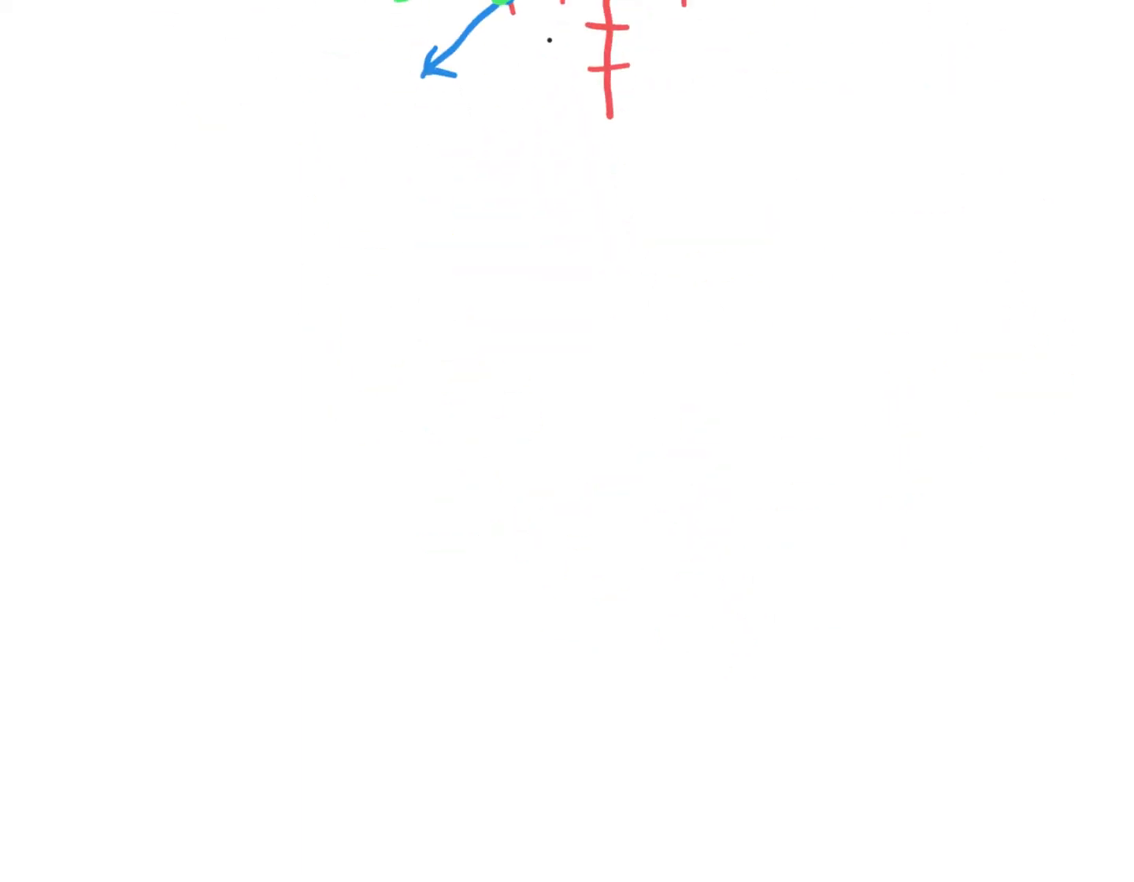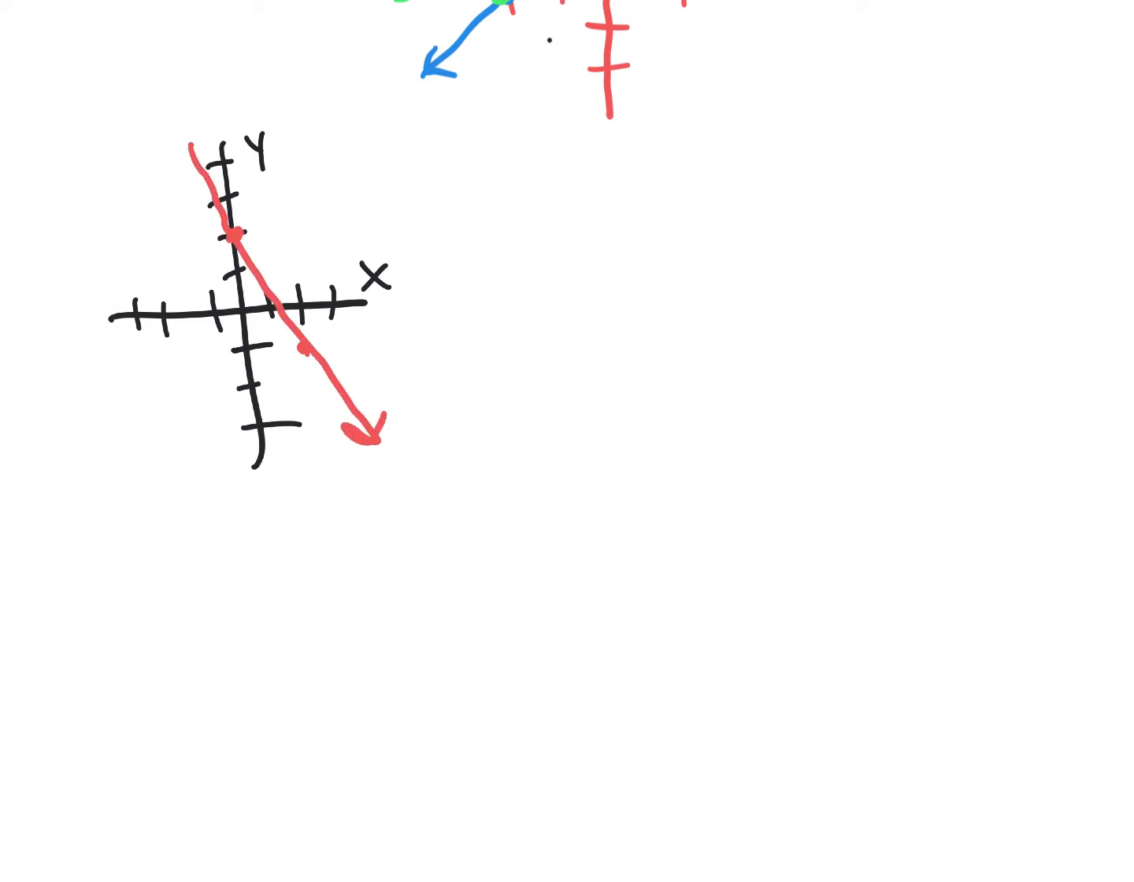So let's look at another graph. If I gave you a graph, and I have a point here and a point here, and I'm going to draw this line like this.